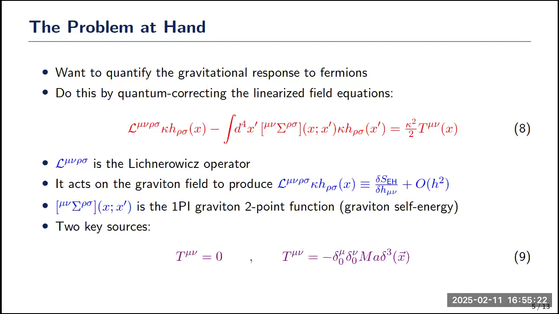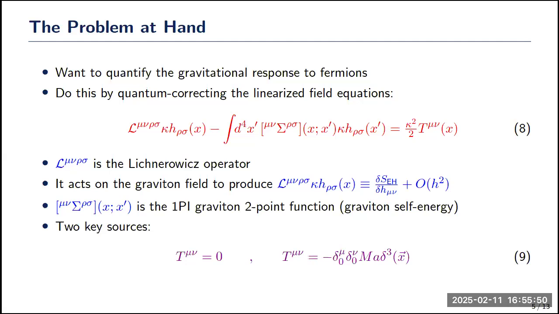So the first piece here, this 4-index operator L, is what's known as the Lichnerowicz operator. Its whole purpose is to act on the graviton field h_mu nu to produce the variation in the Einstein-Hilbert action with respect to the graviton field to linearized order. Since it's the variation of the gravitational action with respect to the graviton field, the way to look at this is that it contains all of the same information as the typical left-hand side of the Einstein field equations.